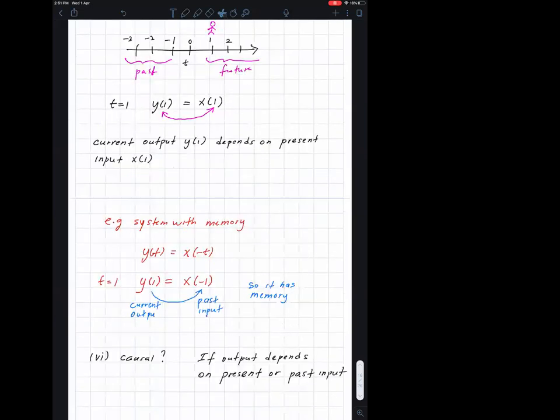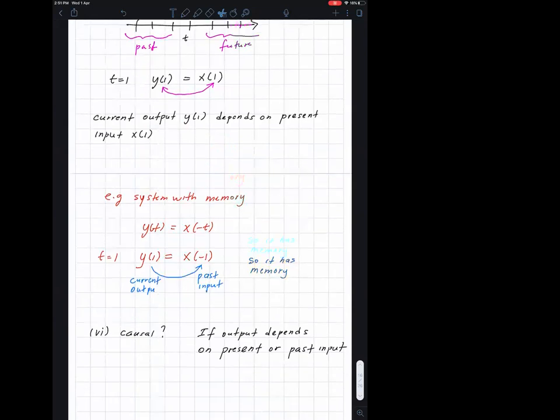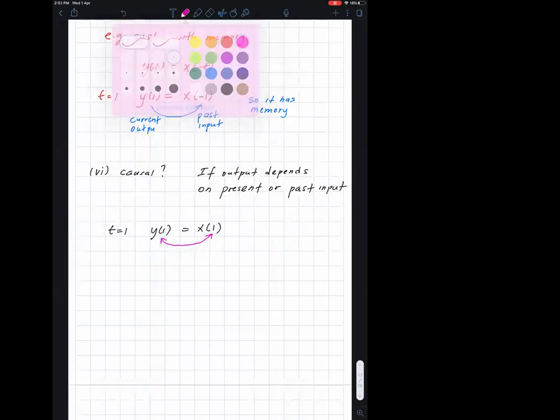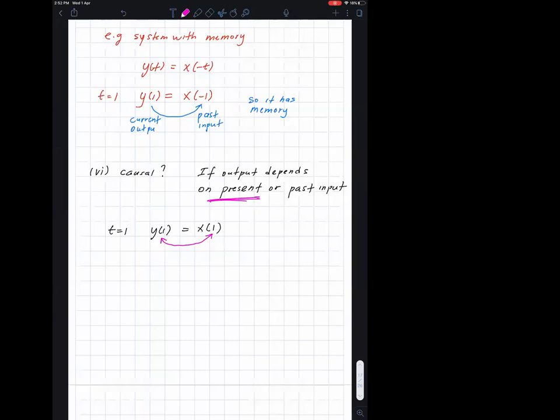I'm bringing this over here. The output depends on the present input, right? Present input, but it doesn't depend on the past input. But here, what it says is, if the output depends on present or past input, then it's causal. So we know that it's already depending on the present input, so it's causal.